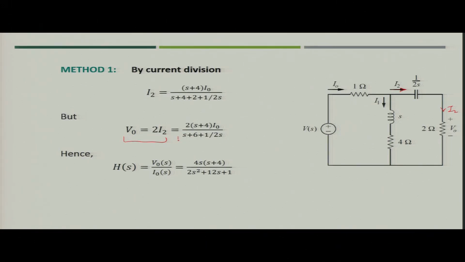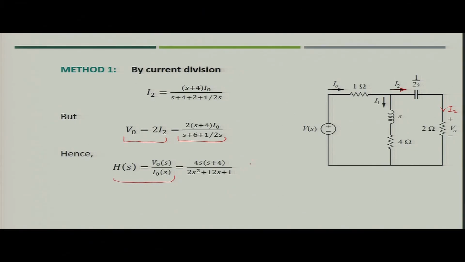So, you get the value of V naught as 2 into (s+4) I naught upon (s+6+1/2s). When you rearrange and put I naught in the denominator, it becomes the transfer function, that is V naught upon I naught in the s domain, equal to 4s into (s+4) upon (2s square + 12s + 1).